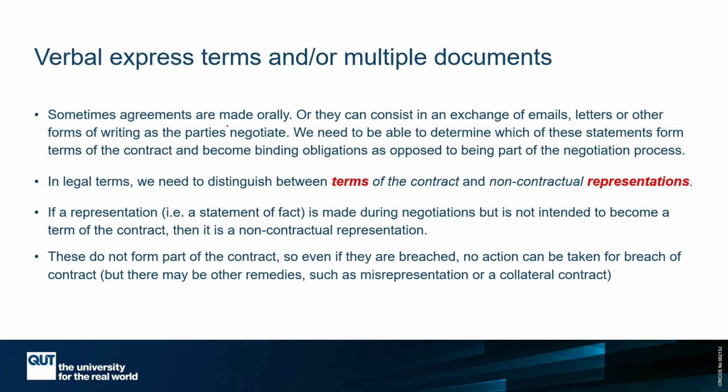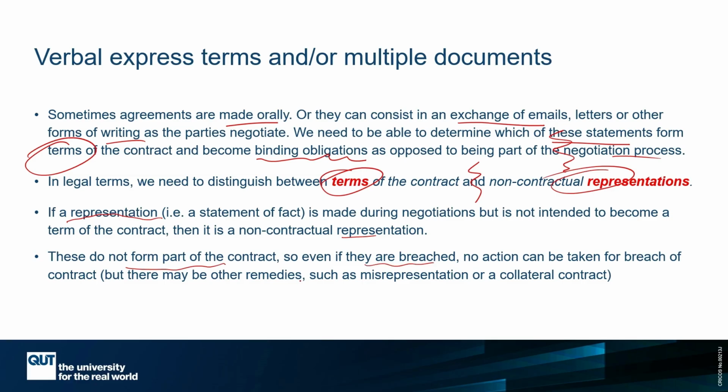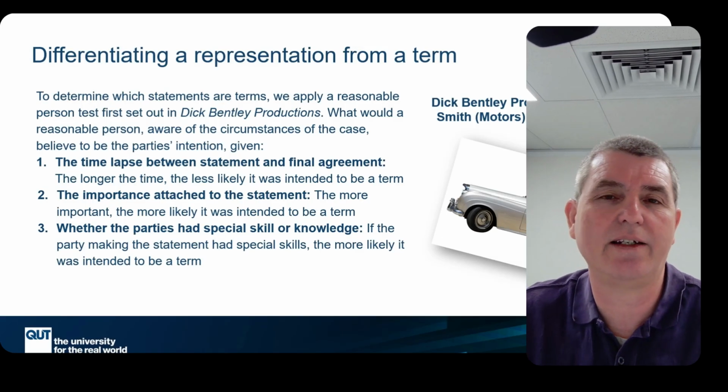So we know that sometimes agreements can be made verbally or orally, or they can be an exchange of emails, letters, or other forms of writing on a napkin, even a partially drafted contract. In these circumstances, we need to be able to work out which statements are terms and form an obligation on the parties, and which are simply part of the negotiation process and aren't a binding obligation. In terms of the language we're using, we need to distinguish between terms, which have an obligation, and non-contractual representations, which do not. So someone who makes a representation during negotiations but doesn't intend it to become a term, that's a representation. And they aren't part of the contract, even if they're breached. And the classic test for this is set out in Dick Bentley Productions.